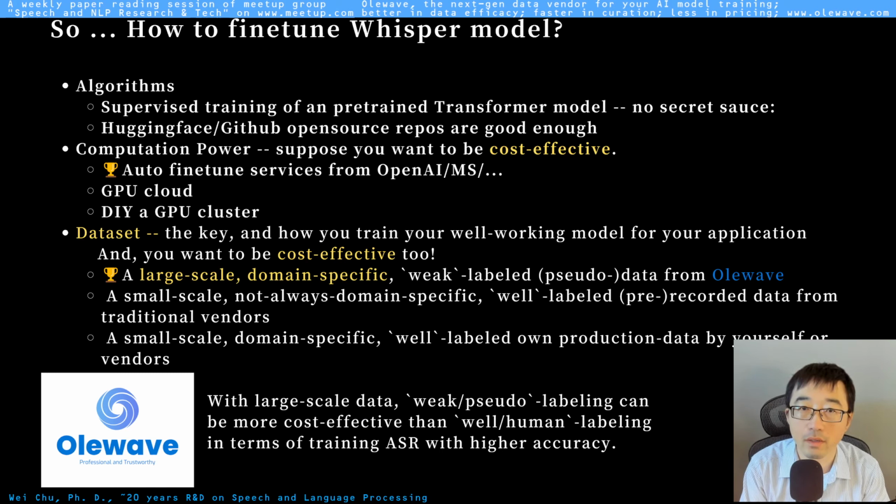So you can see that later on, to tell whether the data is effective or not, we're not looking at whether the data has been labeled 100% correct or wrong. We are looking at how well the model is performing after fine-tuning with our data compared to the traditional vendor's data. Okay.